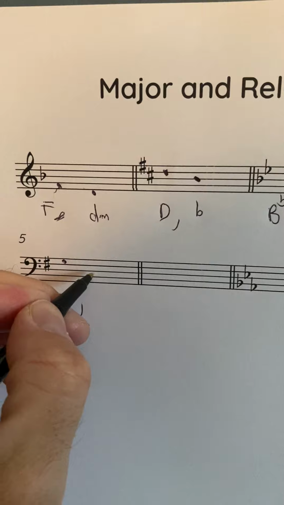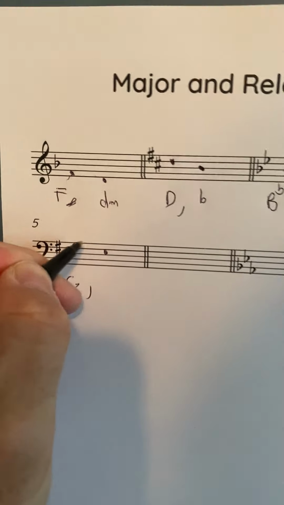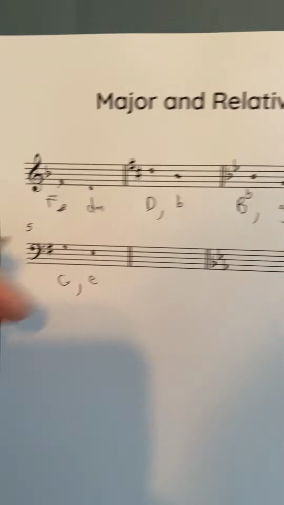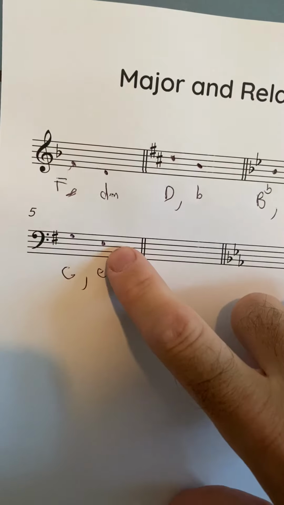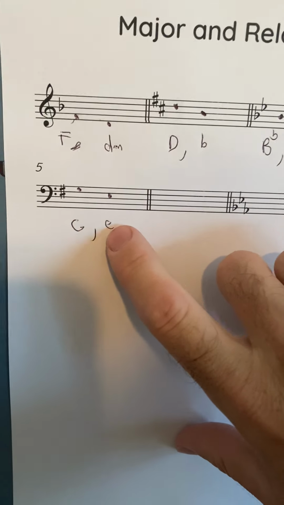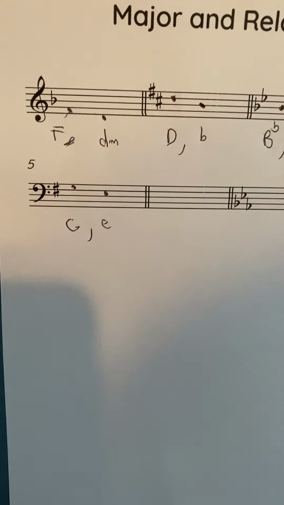Do, Ti, La, relative minor. That's an E, and E is not sharped. E minor. Let's figure out Ti. What accidentals would I see to put me in E minor and not in G major?